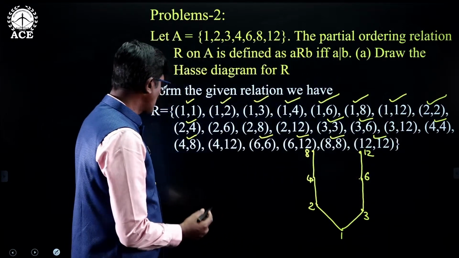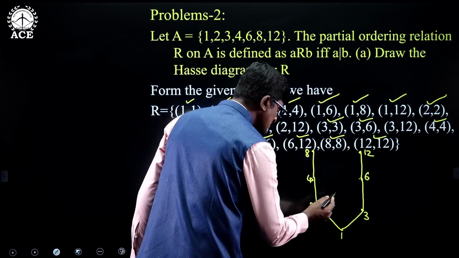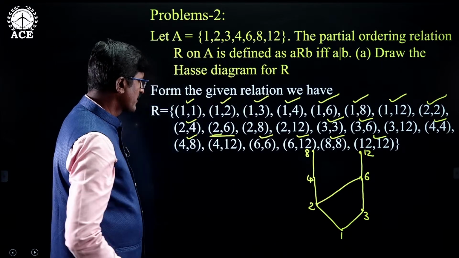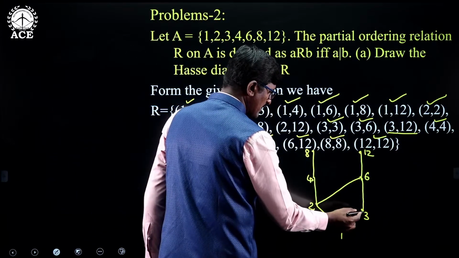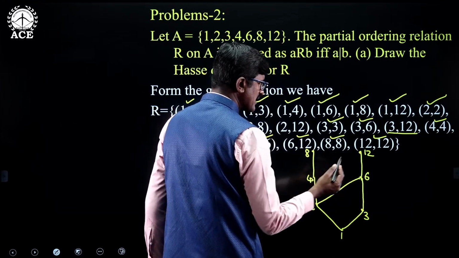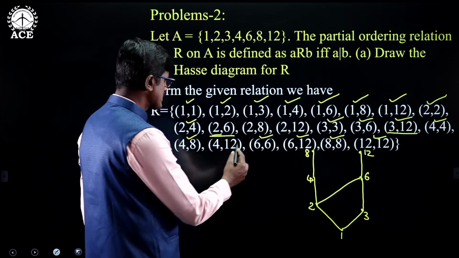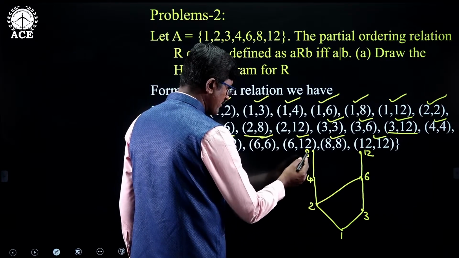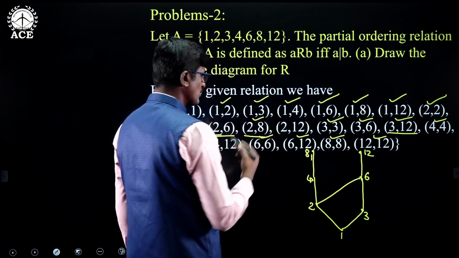So now what are the remaining ordered pairs? 2 comma 6. Now look at 2 is downwards and 6 is upwards. That is over. Next ordered pair is 3 comma 12. There is a relation from 3 to 6 and 6 to 12. There must be the relation from 3 to 12. Next ordered pair 2 to 8. If you look at 2 to 8, there is a relation from 2 to 4 and 4 to 8, then there will be the relation from 2 to 8. 2 to 8 is also over.